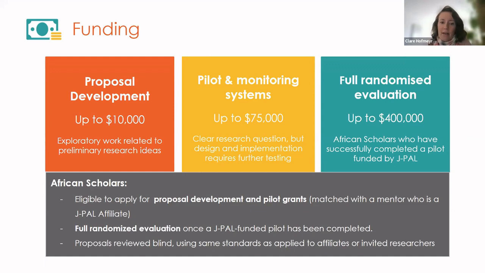And then our final largest grant up to the value of $400,000 is for full randomized evaluations. So these are projects at a mature level of development where applicants have a clear research question, a commitment from implementing partners, and a well-defined project design. Must note, African Scholar teams are only eligible to apply for a full randomized evaluation once they have successfully completed a pilot funded by JPAL.